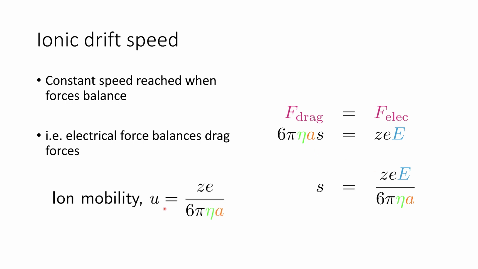So if we define another term, ionic mobility U, this is simply a measure of how the ion responds to the electric field. This U term is simply everything in this equation except for the electric field. So it simply says how the speed varies as we vary the electric field. Mobility is a microscopic property.